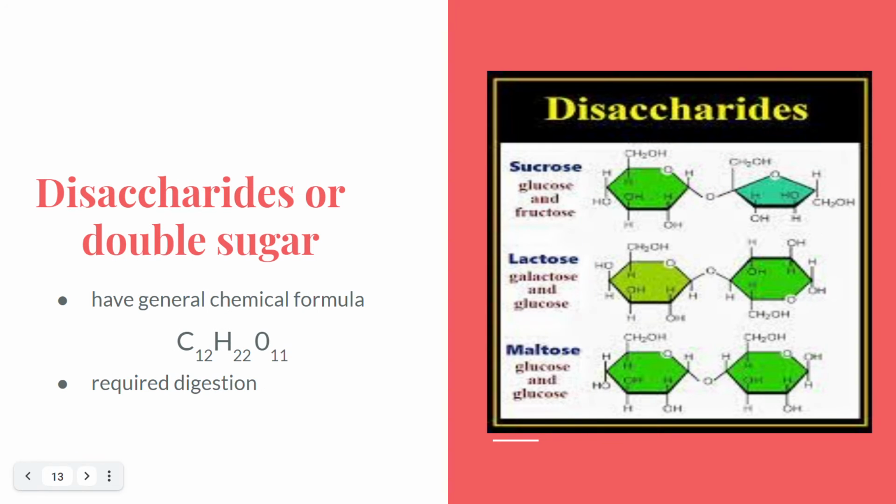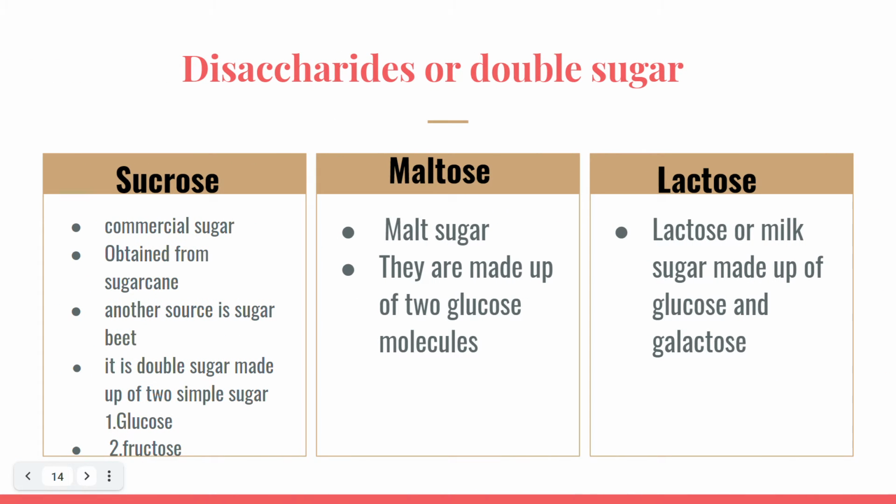Next, now we have disaccharides. Disaccharides means two types of sugar, double sugar. The chemical formula is C12H22O11, and it gets digested fast. Disaccharides, or double sugars, are divided into three: as I said, sucrose, maltose, and lactose.